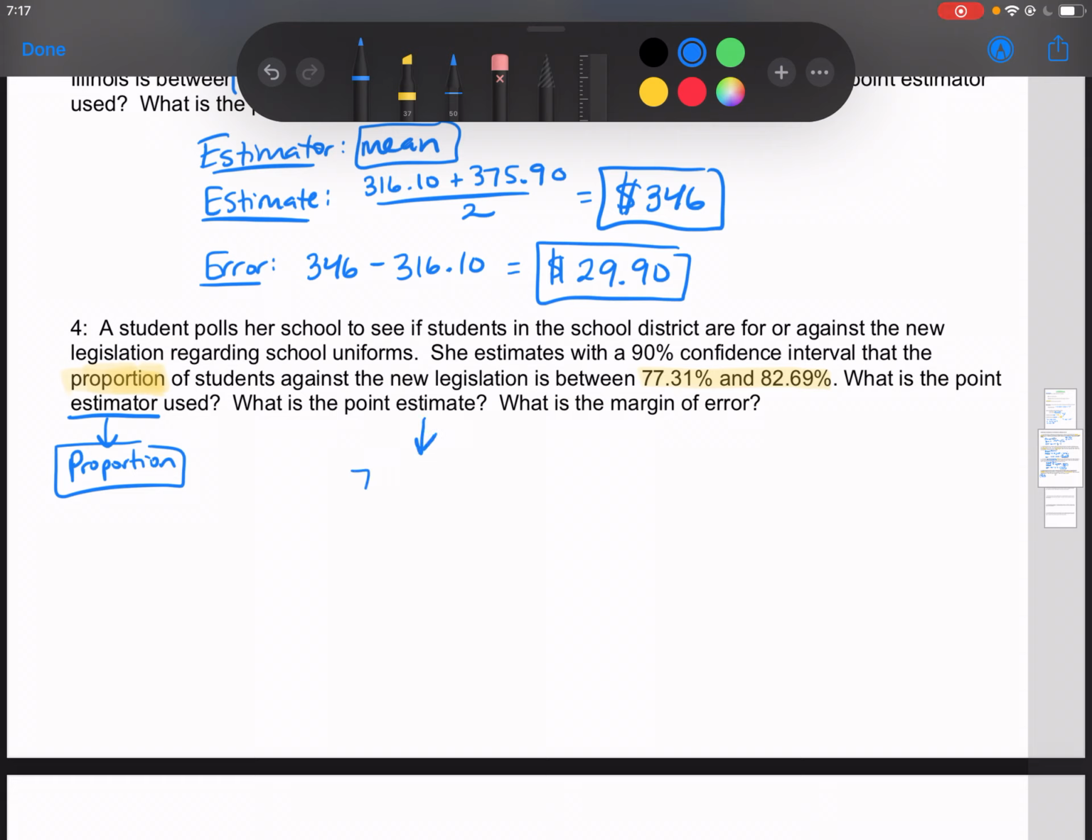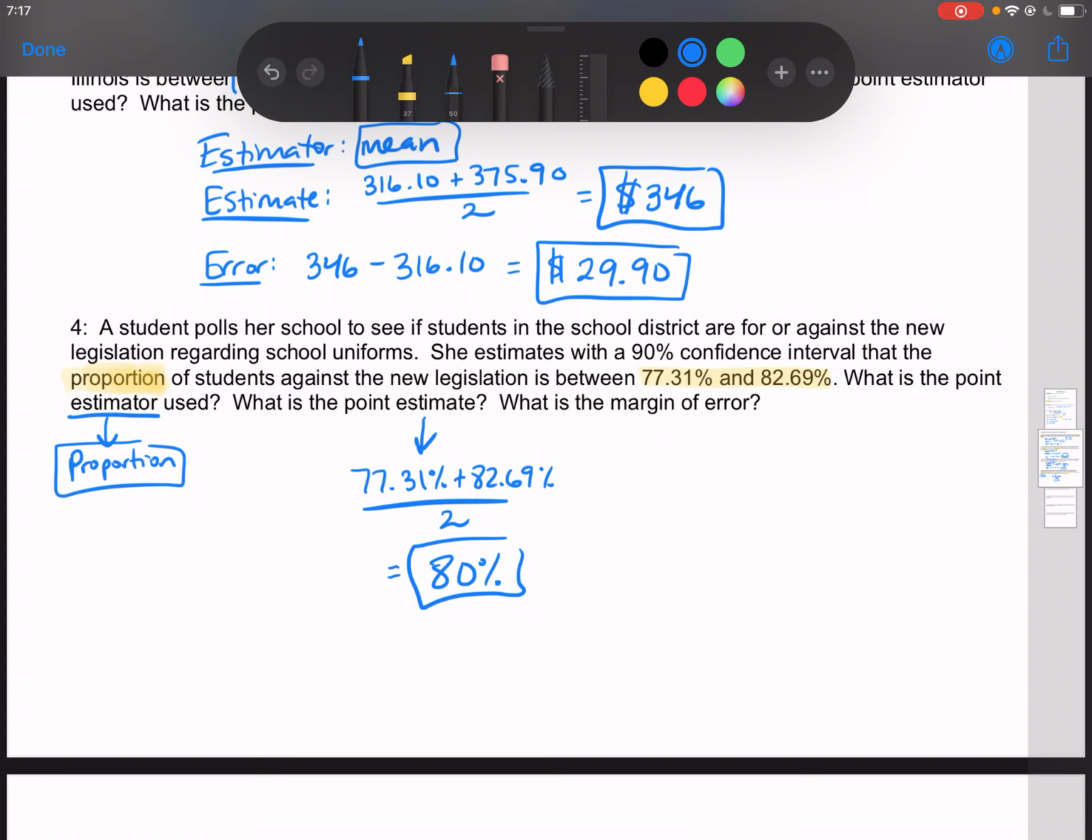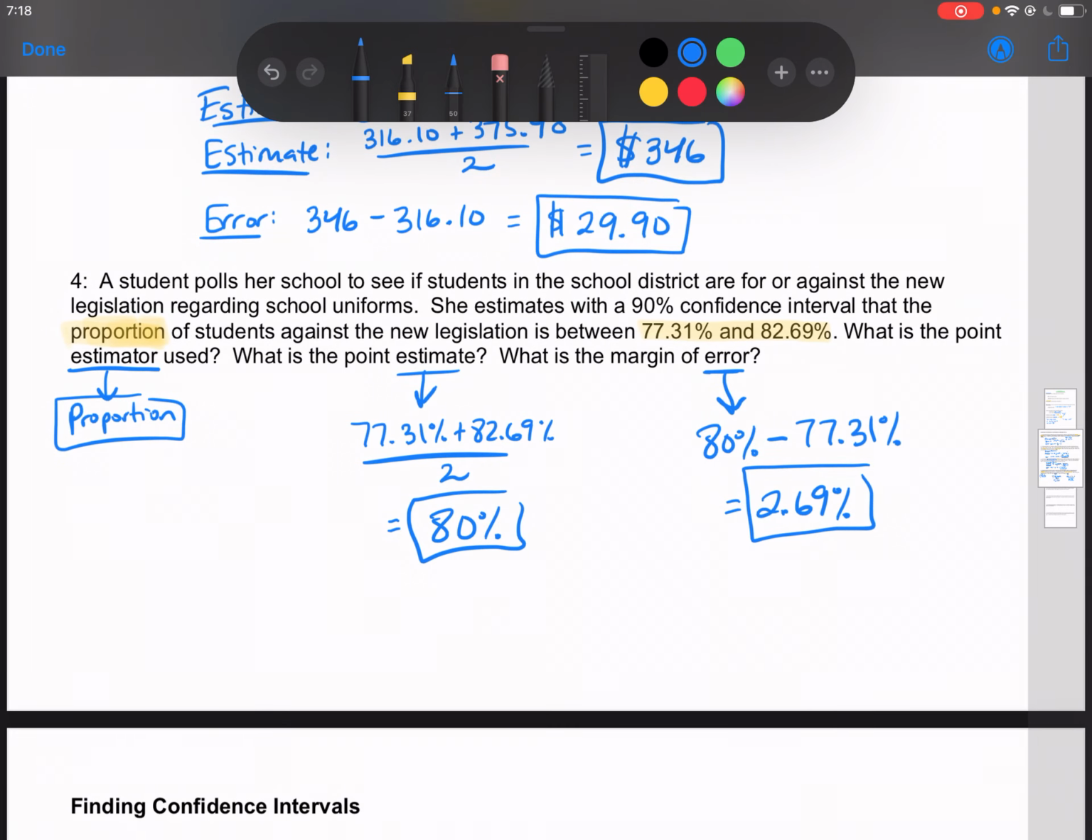The point estimate I can find by adding the two percentages and then dividing by 2, which would give me right on 80%. I love that. And then the margin of error would just be the 80% minus the 77.31%, which is 2.69%. So you're adding or subtracting 2.69% to our point estimate, which is 80%, to get our confidence interval.